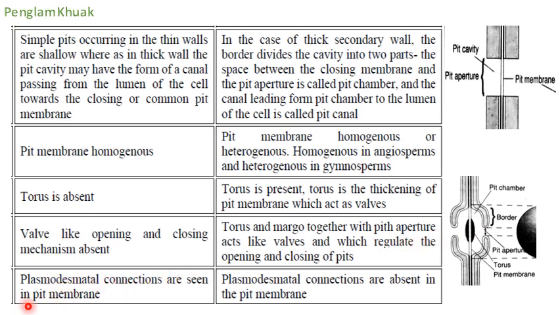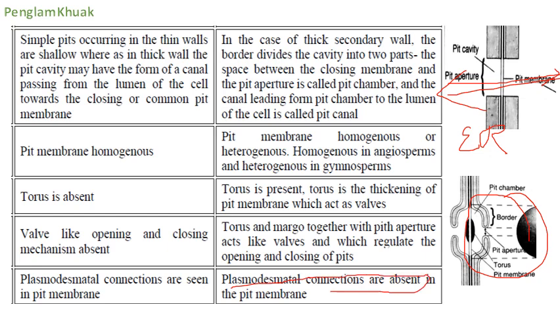Plasmodesmata connections are seen in the pit membrane. In simple pits, plasmodesmata will be present, and these plasmodesmata are products of the endoplasmic reticulum. But in border pits, plasmodesmata connections are absent.